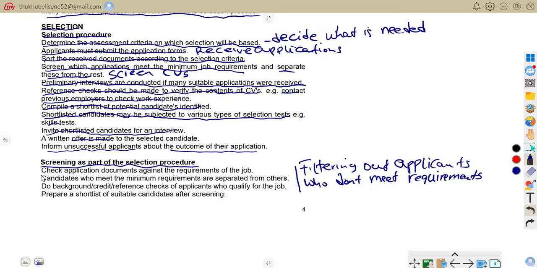As it says, check application documents against the requirements of the job. Candidates who meet the minimum requirements are separated from others. Do background and credit reference checks of applicants who qualify for the job. Prepare a short list of suitable candidates after screening. So that is that. Now let us move on.